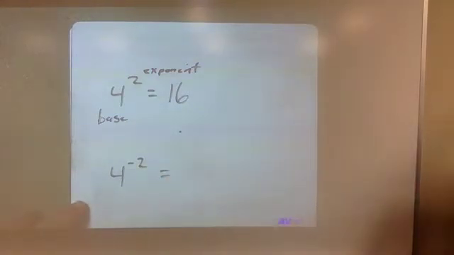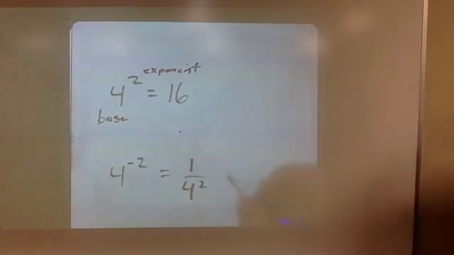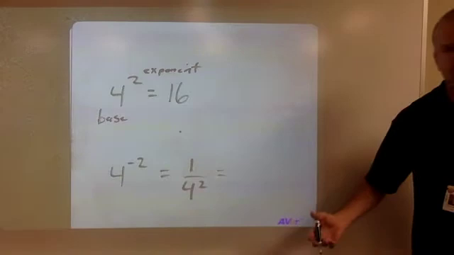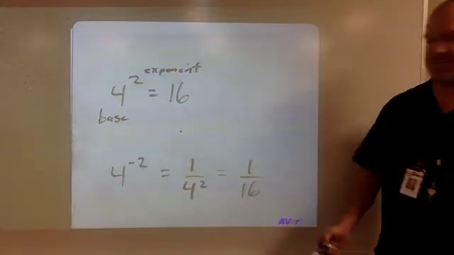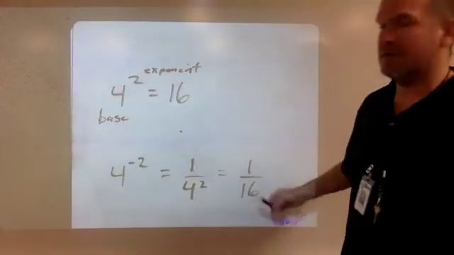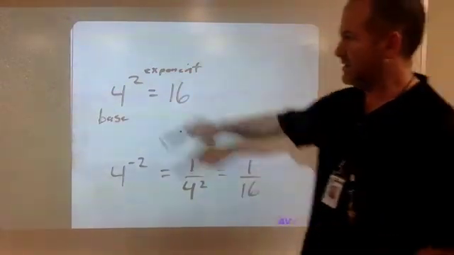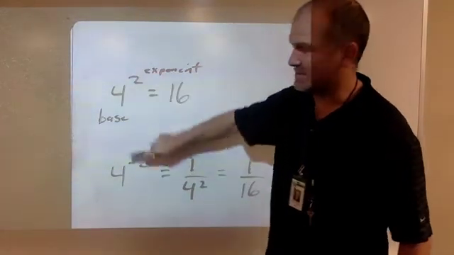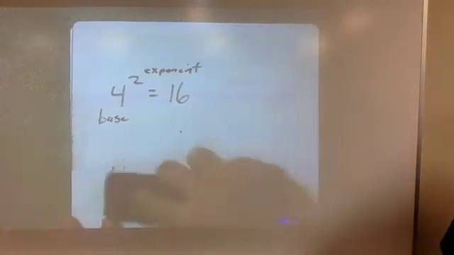So 1 over 4 squared is what 4 to the negative 2 is equal to. And then you just do 4 squared like you normally would, which is 16, but now the 16 is in the denominator instead of the numerator. So 4 squared is a regular old 16. 4 to the negative 2 is 1 over 16. It's the reciprocal of 4 squared. Positives and negatives, they're reciprocals of each other. All right, that's your basic review.